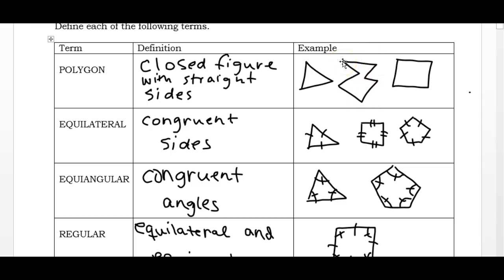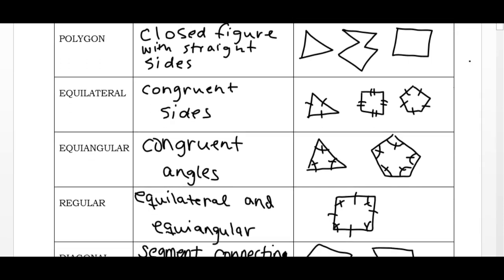So we wouldn't want to have like an X or something open like that. We wouldn't want to have a circle, but any closed figure with straight sides. The word equilateral means all of the sides are congruent. So I have three different equilateral polygons drawn: an equilateral triangle, an equilateral quadrilateral, and also an equilateral pentagon.